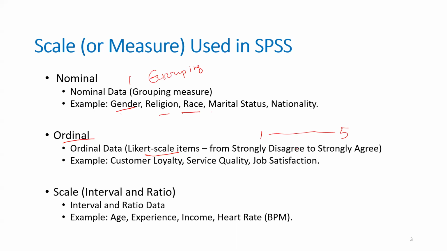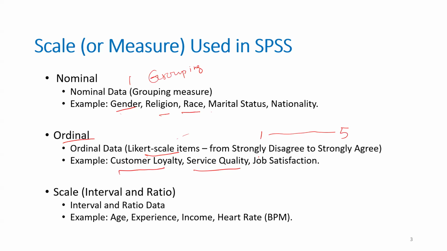Okay, so it has an order. And what kind of concept or construct can we measure? We can measure constructs that are more abstract in nature. What do I mean by that? Abstract means a construct that you cannot measure directly. You cannot measure it using one statement, so you need multiple statements to measure those constructs.